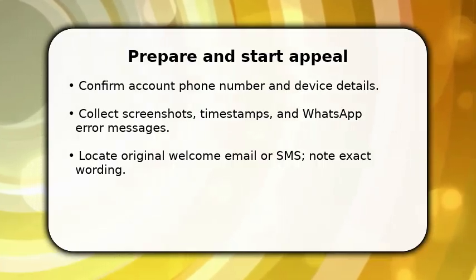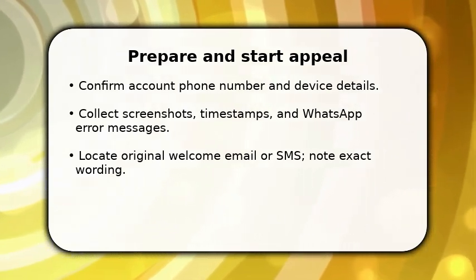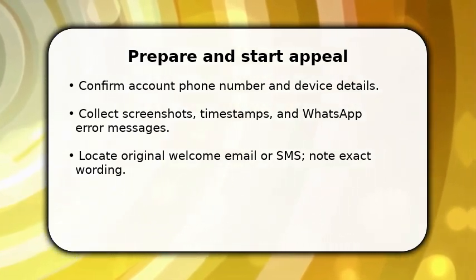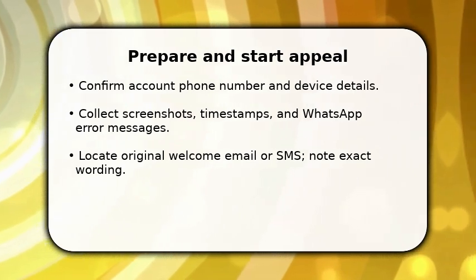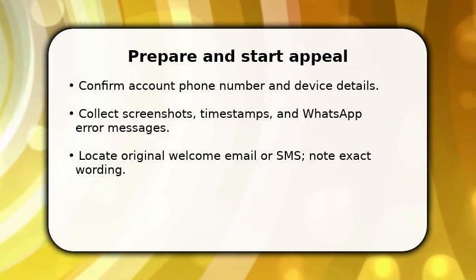You start by gathering proof and opening WhatsApp settings to confirm the blocked number and device. Make sure you record exact error text and take clear screenshots. That helps identify whether it's an automated spam block or a policy violation.